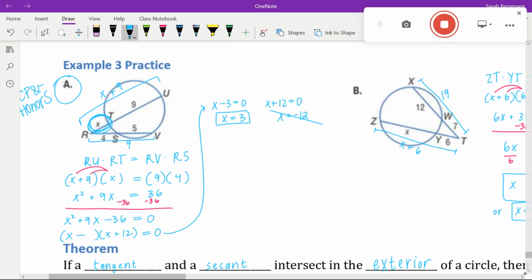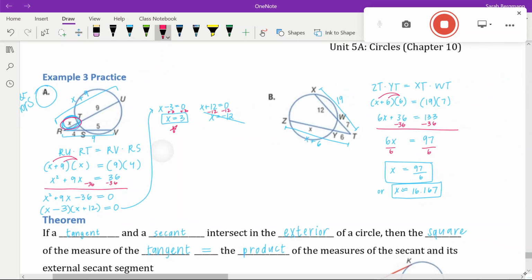Once I get it factored out, all I have to do is set each factor equal to 0 and solve it. I solved this one by adding 3 on both sides. I solved the other by subtracting 12 on both sides. Obviously, x could not equal a negative number because a segment could not be equal to a negative length. So I know that my answer has to just be x equals 3. You should have all gotten part B correct.